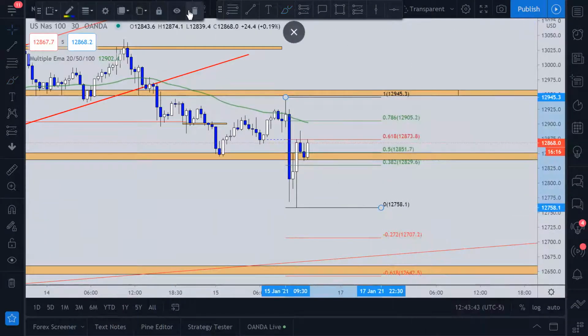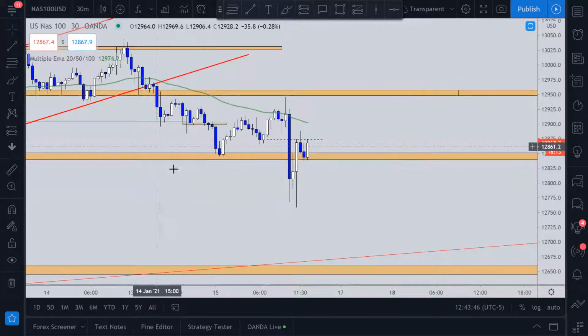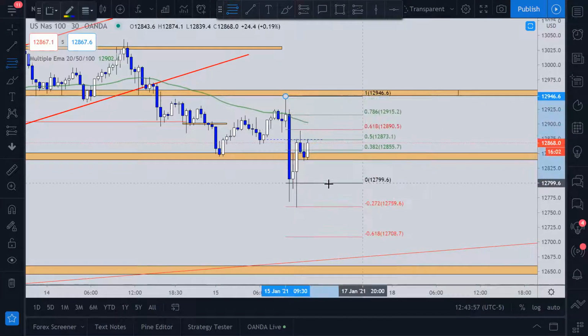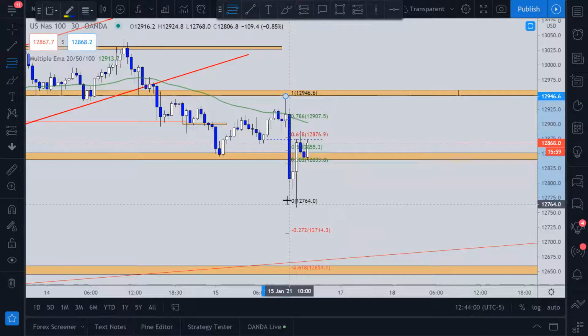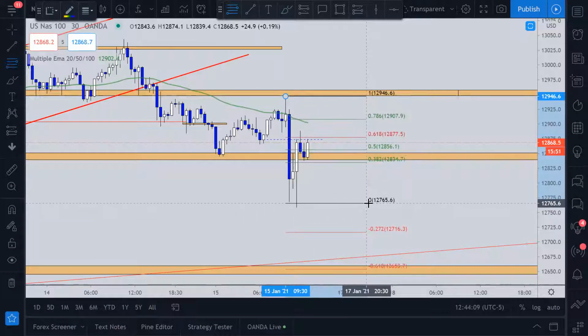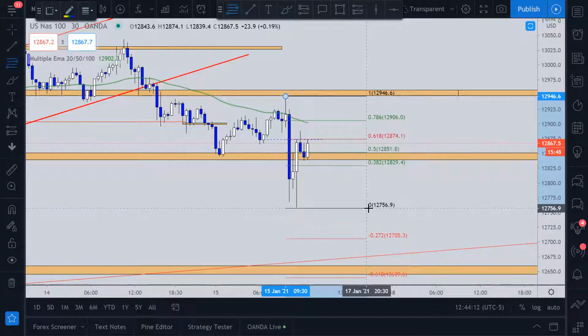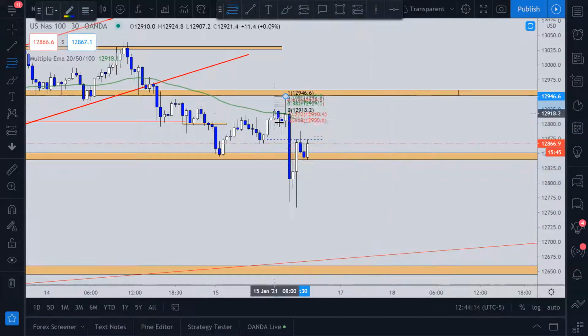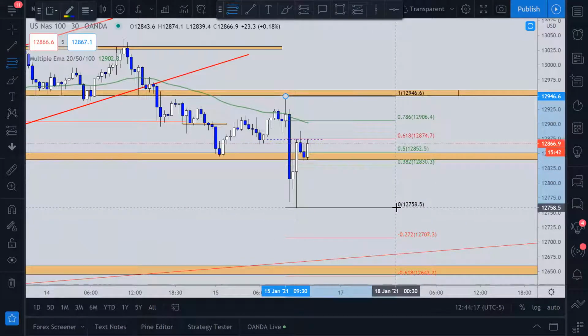Now, what do we have? What are my confluences? Well, when you get the ICI, the way you want to measure the pullback is by taking your Fibonaccis and starting at the beginning of the move, the beginning of the impulse, to the bottom. You want to take the beginning of the move from the top to the bottom.